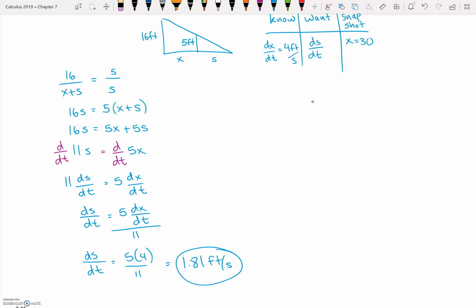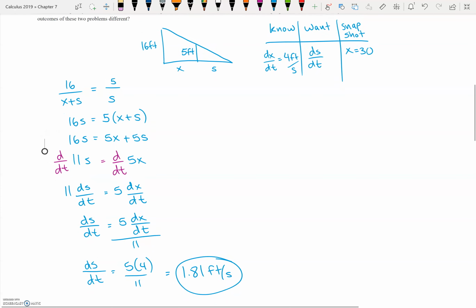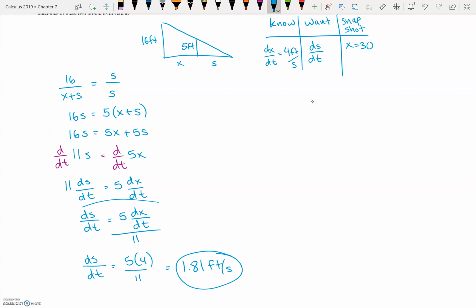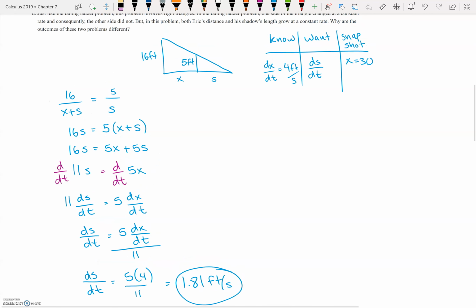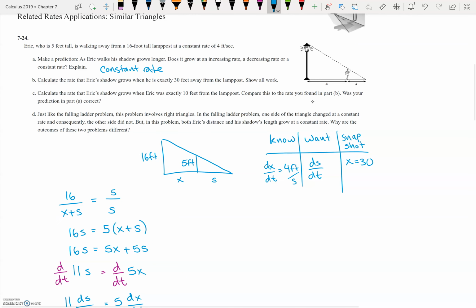Now, here's the problem here. We didn't use 30 anywhere in our problem. So why not? In our derivative situation, when we can plug in our units, there was no place for me to plug in x is 30, because notice that in our original problem, our x ended up turning into dx/dt. So when we scroll back up to the problem here, when he's 30 feet away from the lamppost, it ends up also being 10 feet away from the lamppost, the second one.